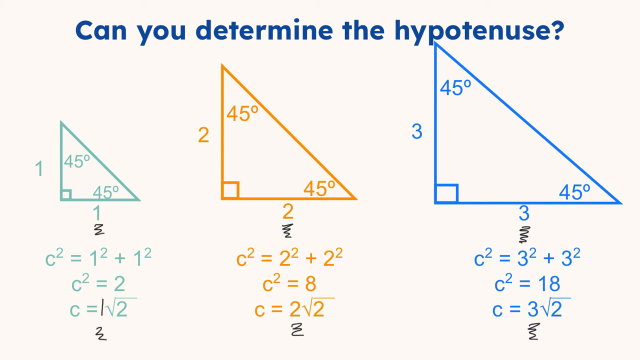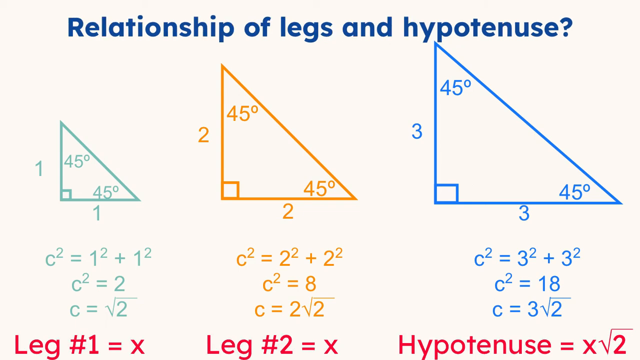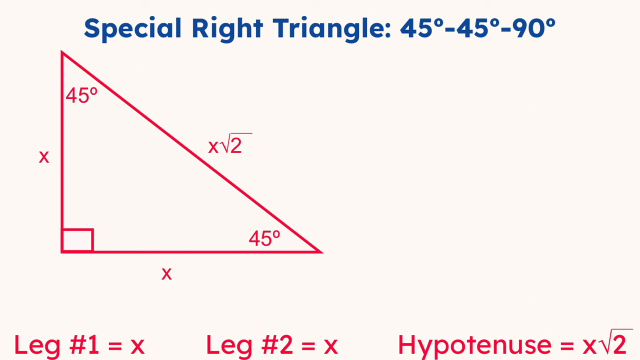So the overall pattern for the relationship between the legs and the hypotenuse of a right triangle that's got a 45-degree angle and another 45-degree angle is that the first leg and the second leg are the same size. And then if you take that leg and multiply it by square root of 2, you have your hypotenuse. So here's what it looks like on a diagram.